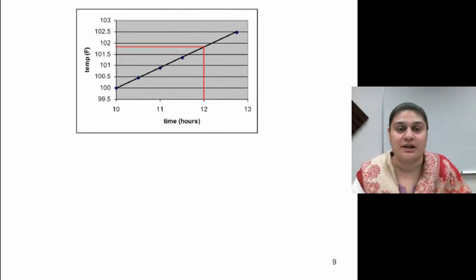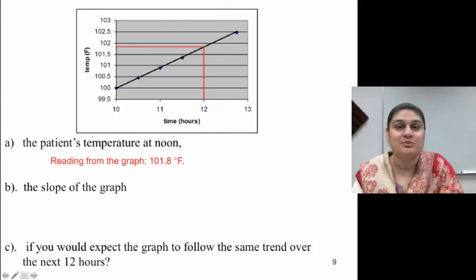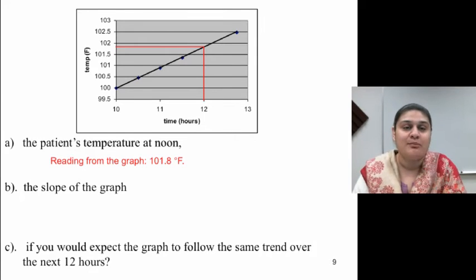And now we're going to try to find answers to the questions that we were asked. Find the patient's temperature at noon. Noon means 12 o'clock. So the red line, starting from the hours, goes up and across. And so we can approximately say that the patient's temperature is 101.8.